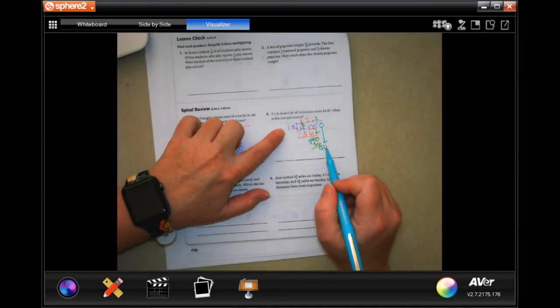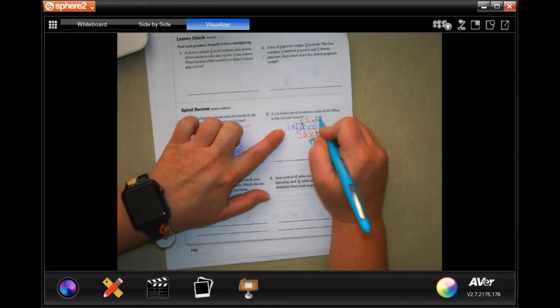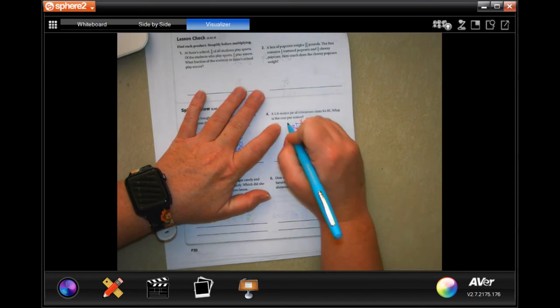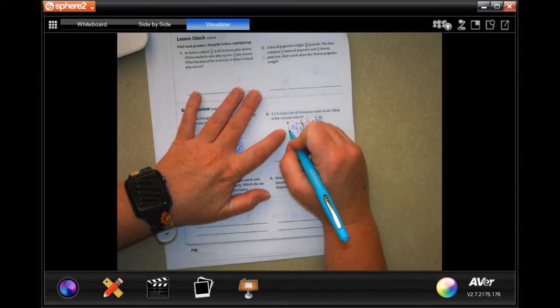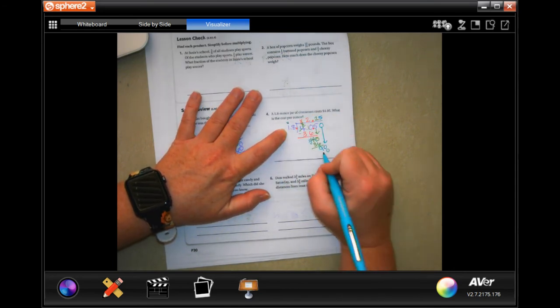Okay, the 18 can go into 90. I'm going to try 5 times. 5 times 8 is 40. Carry that 4. 5 times 1 is 5. Plus 4 more is 9. Oh, is 90.